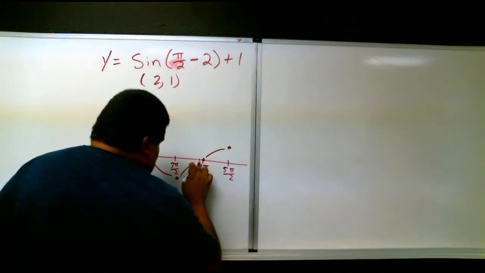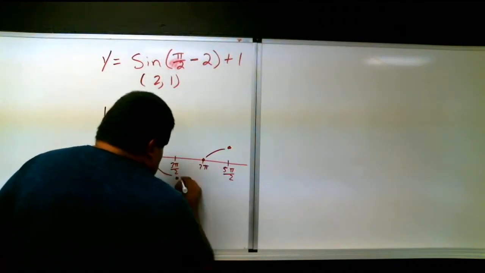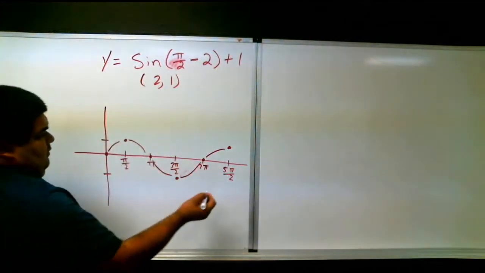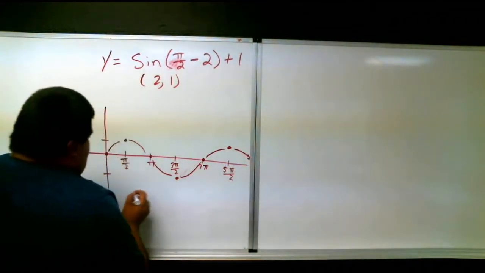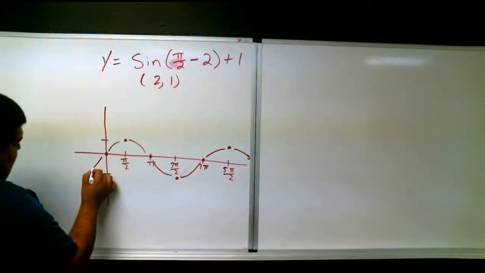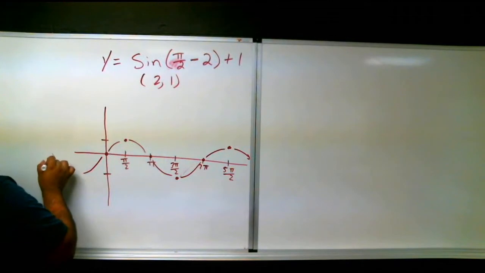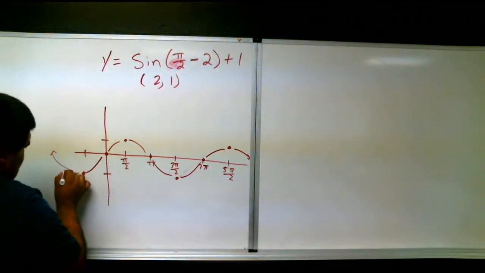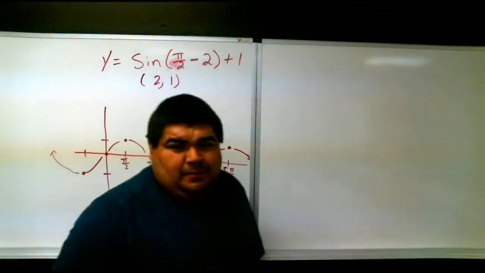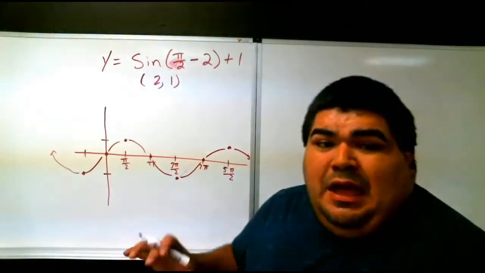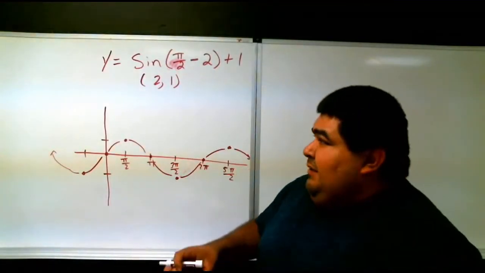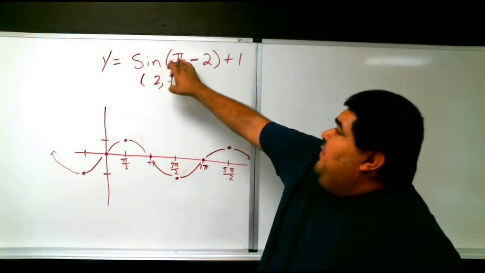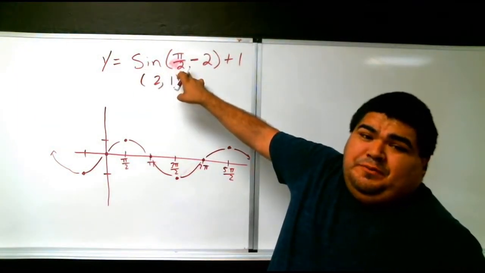And the next one will be back to origin, and then on this side we'll go down, and then we'll go up, and so on. We'll go 1 here, and we'll go up. That was the parent graph we did last class, just for sine of pi over 2.